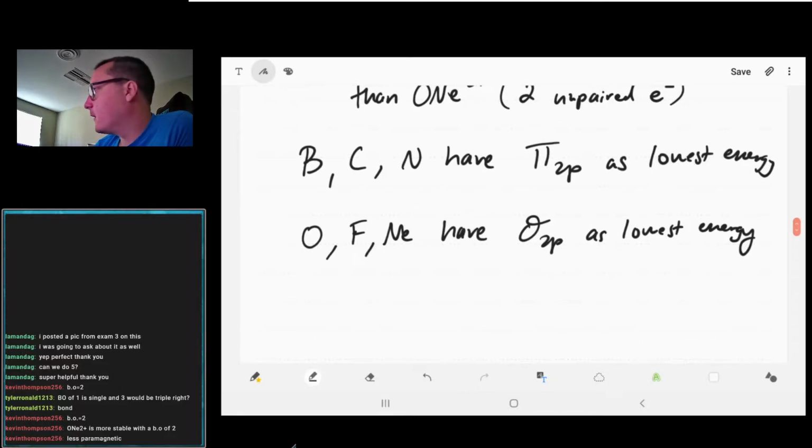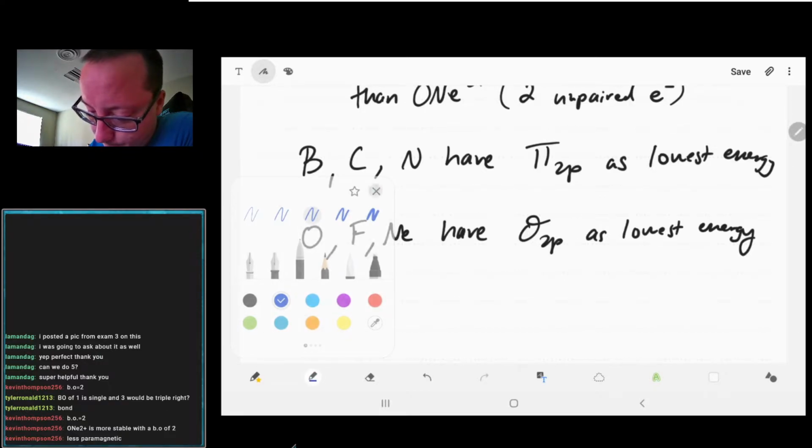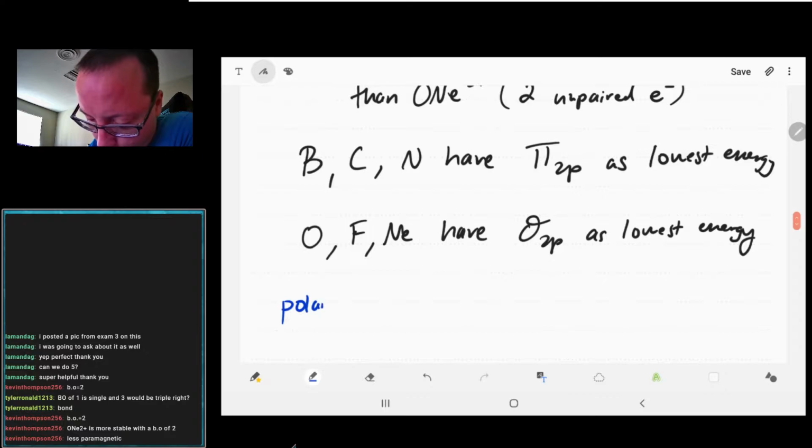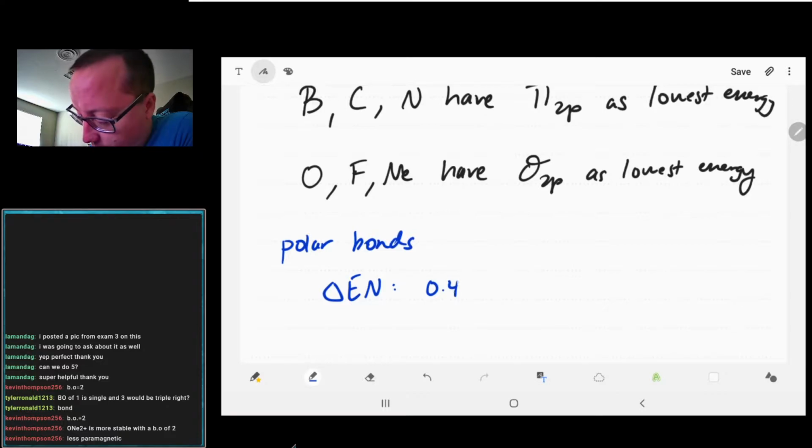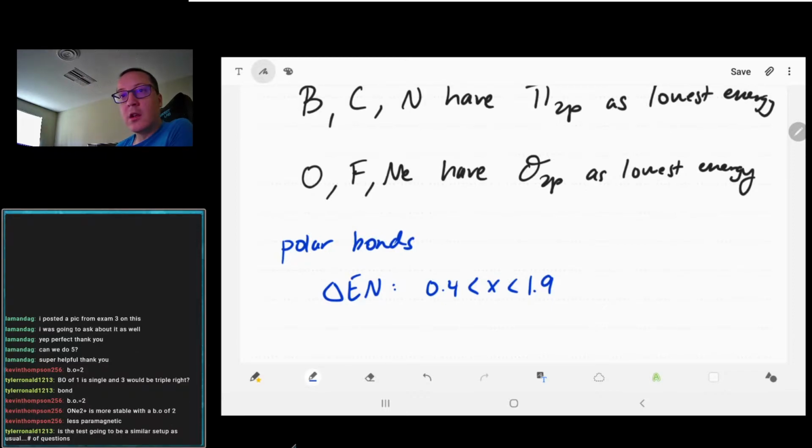Alrighty, and then Kevin has also asked for polar bonds. We can talk about stuff like that. And so that's basically going to be something that has an electronegativity difference of, let's say, 0.4, something around there. That's what we generally consider polar.